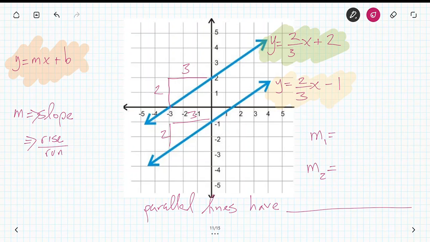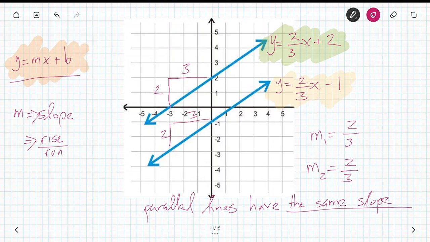So the slope of the first line is 2 over 3, and the slope of the second line is also 2 over 3. And as you see in the picture, they never touch, they never intersect, which means that parallel lines have the same slope. That is important, because every time we see a line of this form, y equals mx plus b, and there's another line with the same slope, that means they're parallel.